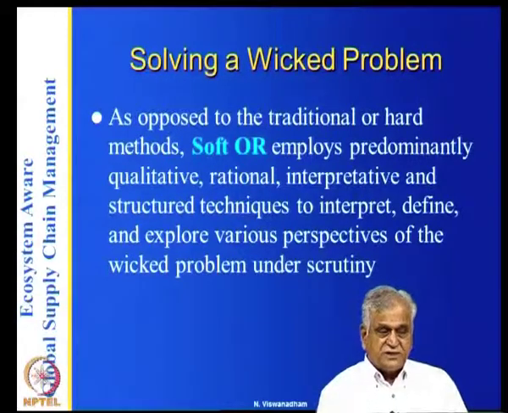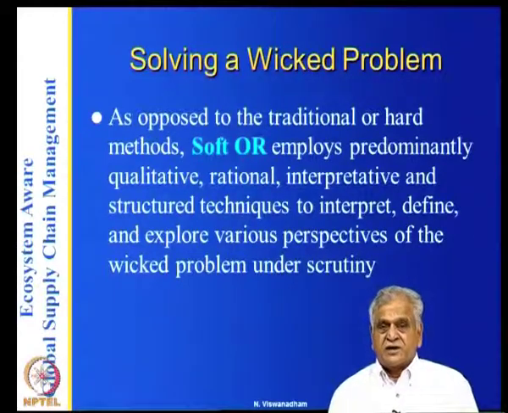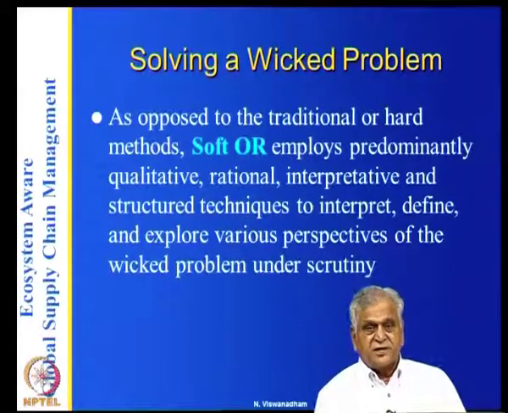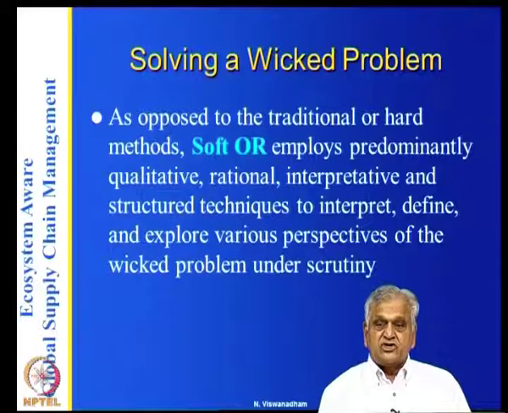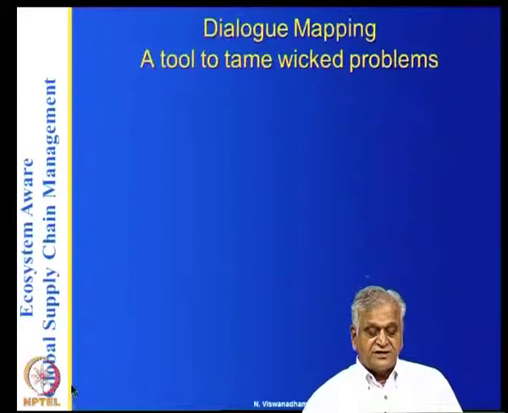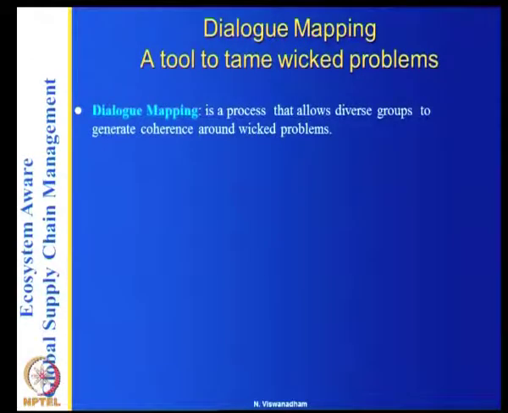Well, if it is in the interest of the society, the interest of the government, the interest of the economy, and if one decides that since they have already started this, it is good for the country, good for the people and so on, then one should try and negotiate for this. What are the negotiations? It's called dialogue mapping. Dialogue mapping is a process that allows diverse groups to generate coherence around wicked problems.